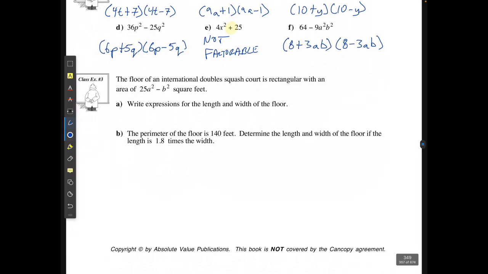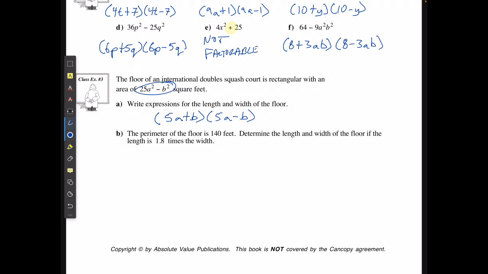Now when I put this into a word problem, the floor at an international double squash court is rectangular with an area of 25a squared minus b squared feet. What is the length and width of the floor? Well, if the area is this, then if I factor it, I'm going to get the two dimensions. I'm going to get 5a plus b is one side, and 5a minus b is going to be the other side.